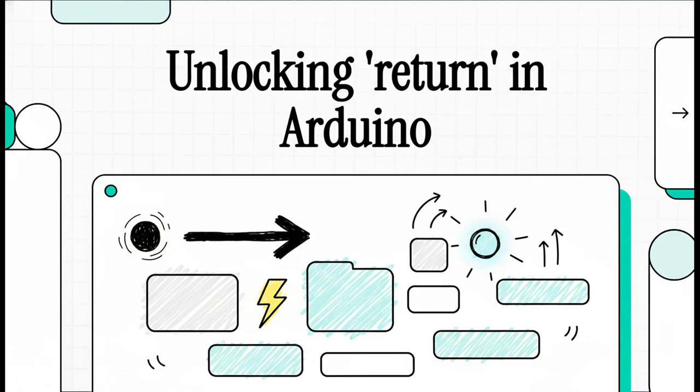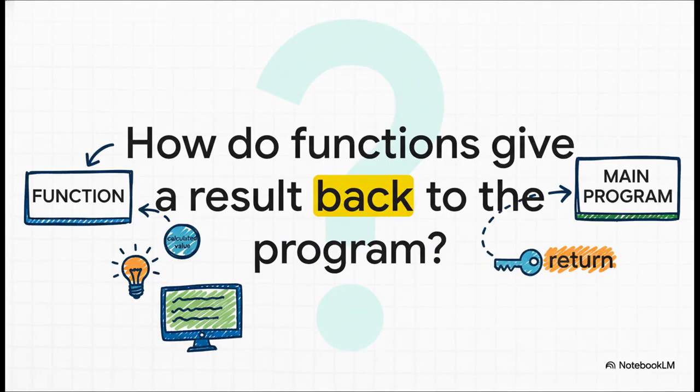So, we've already talked about how to create our own functions, right? Well, today, we're going to unlock a keyword that gives those functions a genuine superpower, and that keyword is return. Think about it. We know functions can do stuff, like blink an LED or print something to the screen. But what happens when you need a function to figure something out and give you the answer back? How does it hand that result back to your main code? Well, that's the exact puzzle that the return keyword is built to solve.